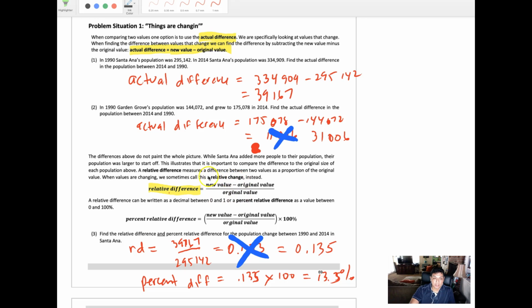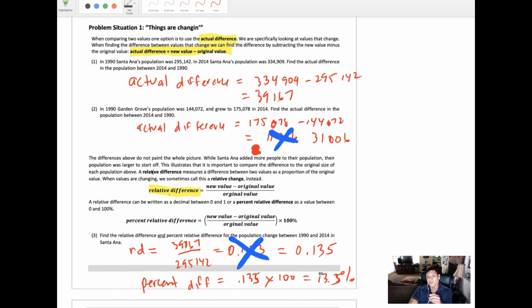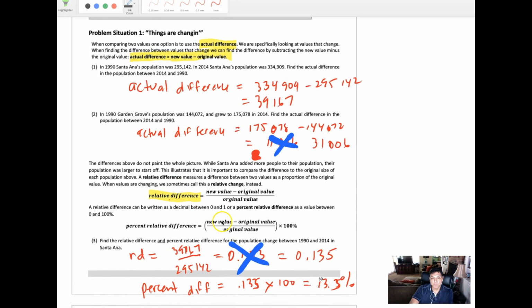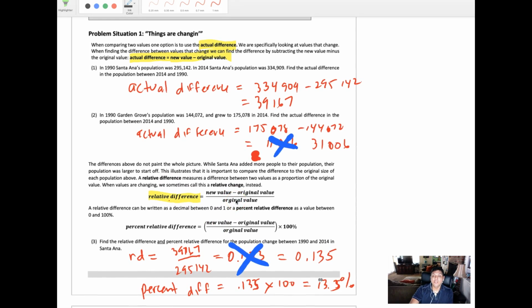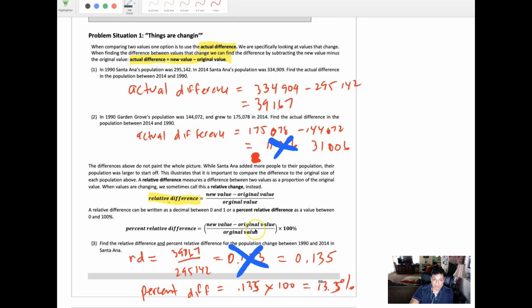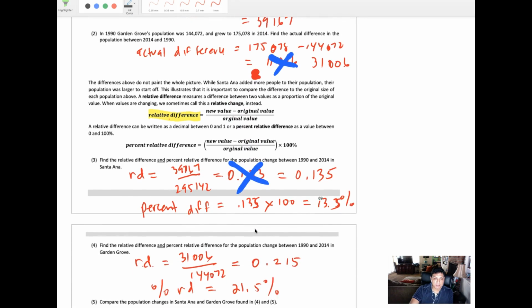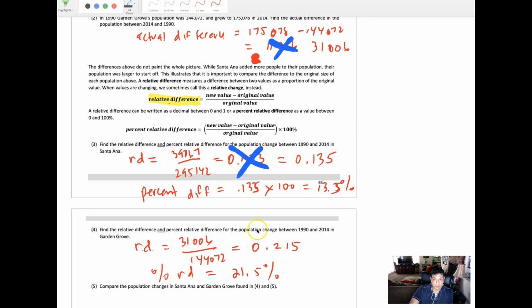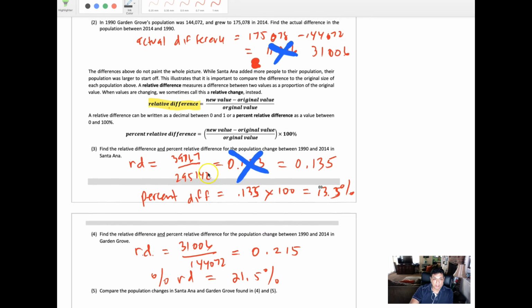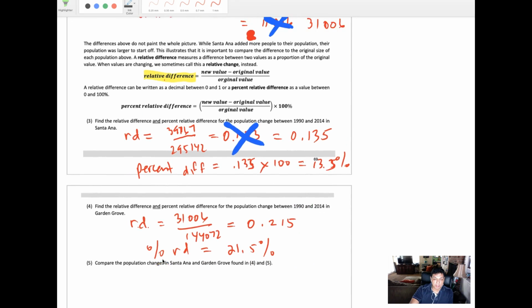Again, those words get thrown around, but once you hear the term relative, what we're referring to now is a comparison to the original value, and so you end up dividing. And so then you can see that answer here for 3 and 4, where you take the new value minus the original value divided by the original. And then you end up comparing these population changes.